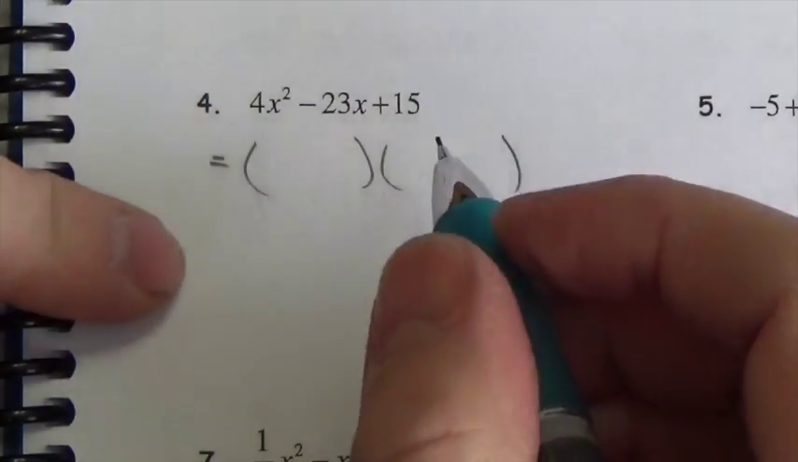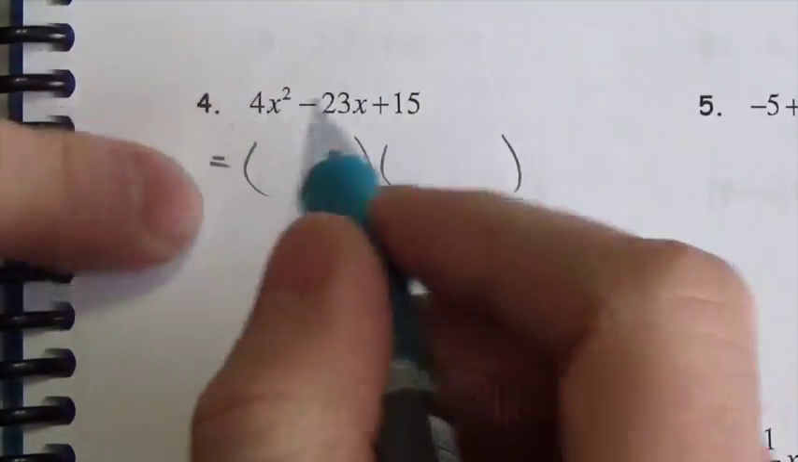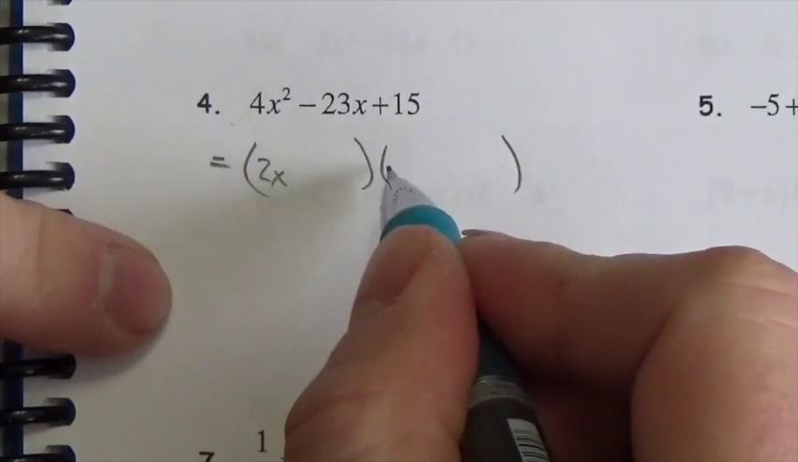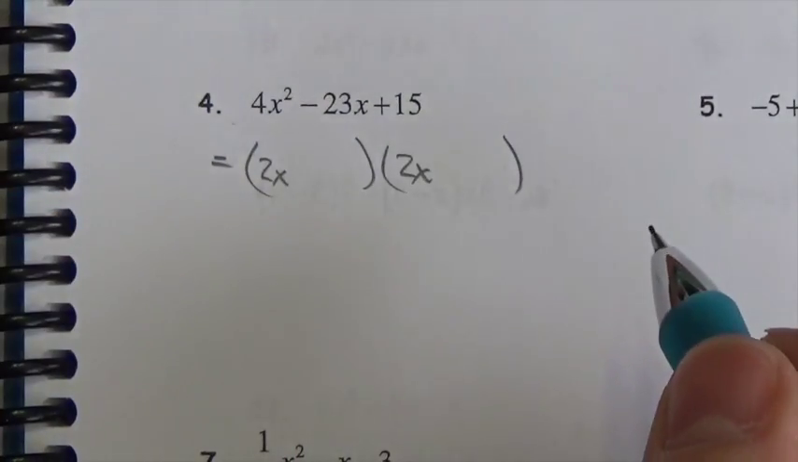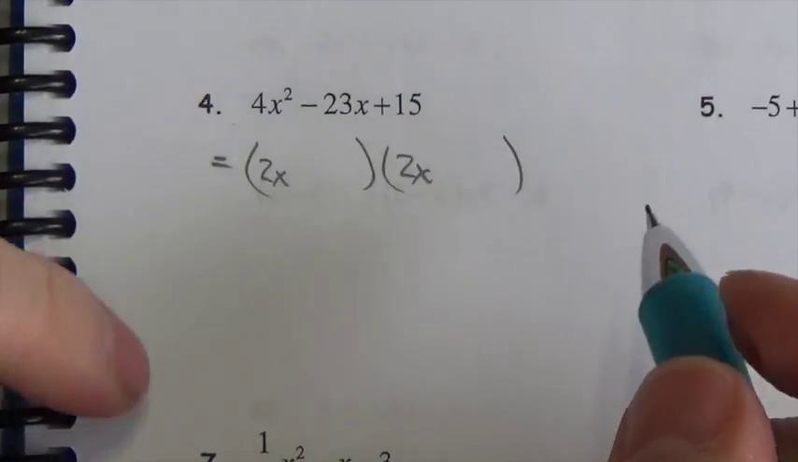I'm not entirely sure what it is. But I'm going to start with, when I break apart the 4, I'm going to assume it's 2 and 2, just to start off with. Okay, if I can't make that work, I'll try something else.